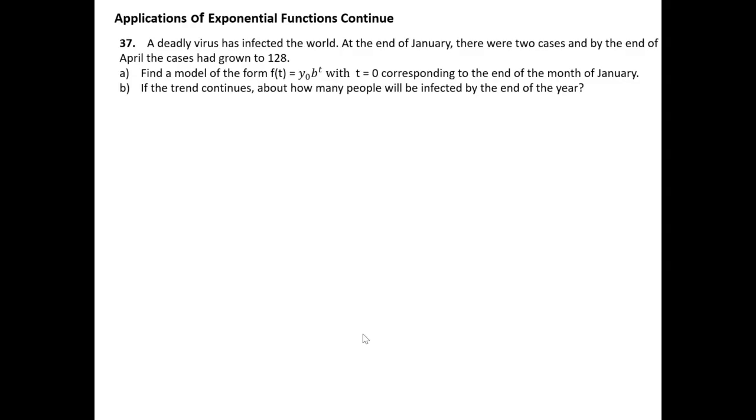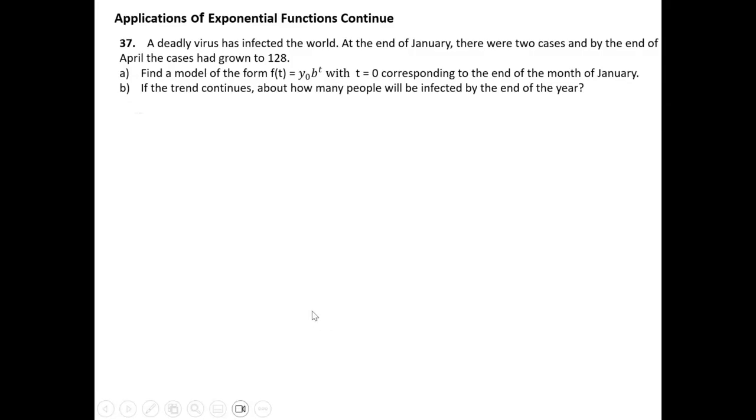If you guys remember, it says here a deadly virus has infected the world. At the end of January, there were 2 cases, and by the end of April, the cases had grown to 128. This was actually true here in the United States, because towards the end of January, early February, there were 2 cases in Washington State. The 2 people here in the U.S. were infected, and then by the end of April, the cases had grown to 128. I gave the example just to show students how important it is to use mathematics in the world. And from that scenario, we were able to more or less estimate how many people will be infected in any given month or part of the year.